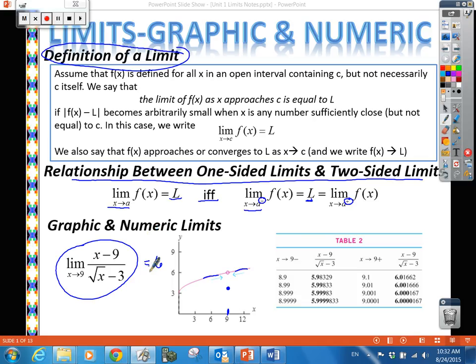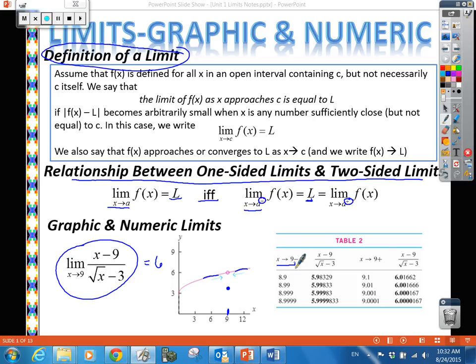Let's look at it numerically. And you may remember doing tables last year, numeric tables for limits. Of course we need a calculator. No one's going to expect you to do this in your head. So we would look at patterns. Mathematicians look for patterns. And when we're doing numeric limits, we look for a pattern.